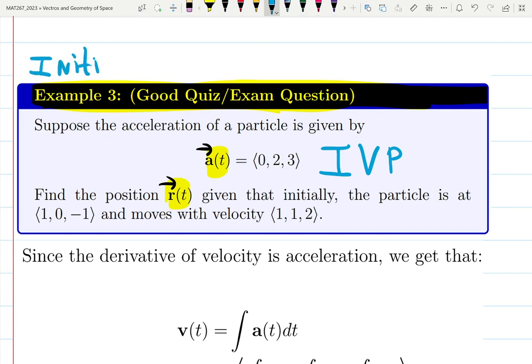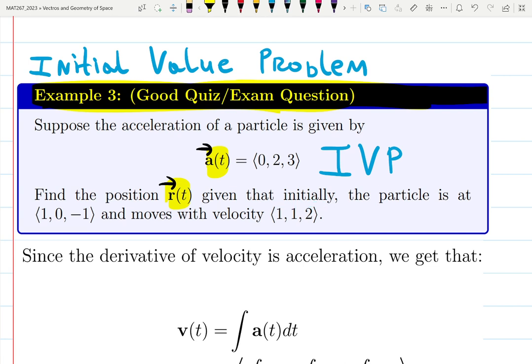Initial value problem. If you're taking a differential equations class, you know that's the very core of DEs, the initial value problem. Why is it called an initial value problem? Because there are initial values, either one or several, given. So let me tell you that. Find the position r given that initially, that's why it's called initial value problem.